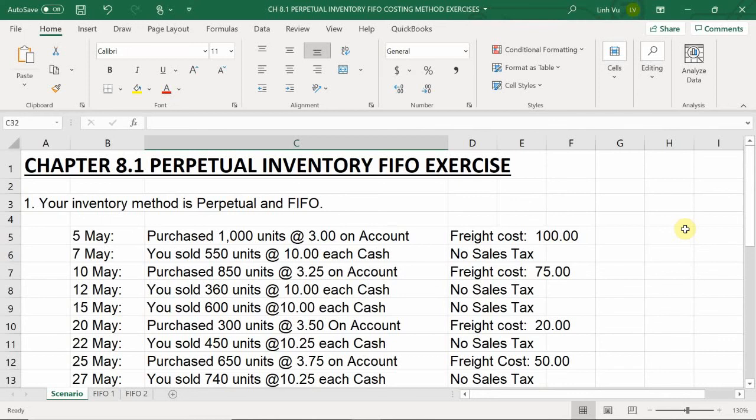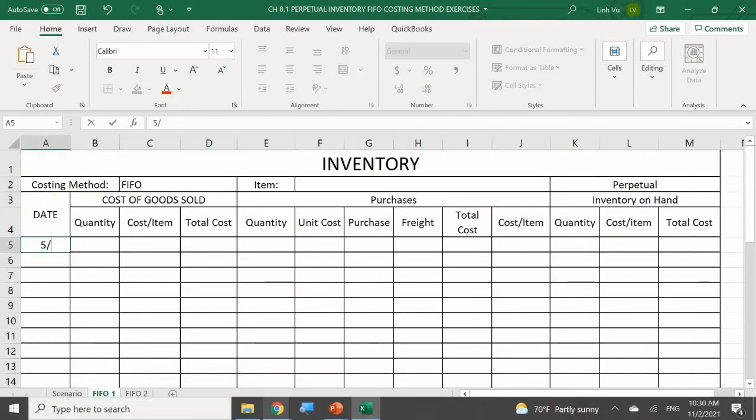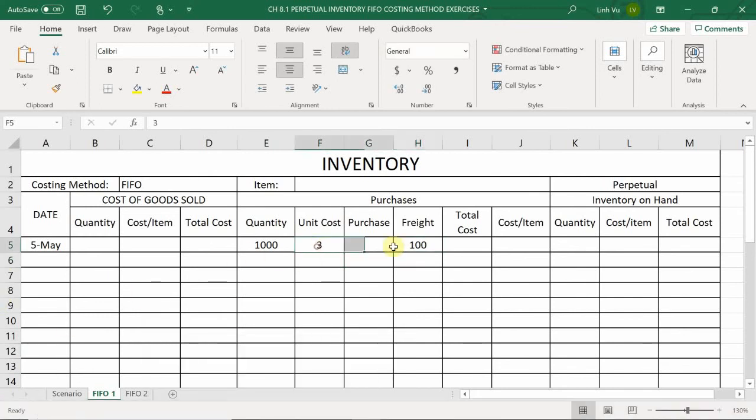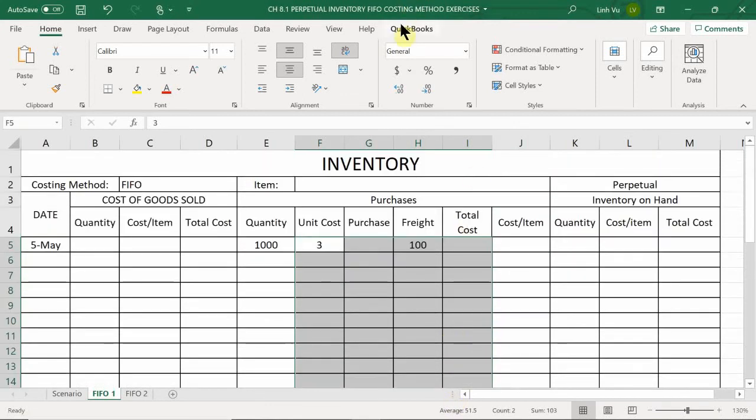So in this case, I'm going to pop this into my inventory worksheet, okay? I'm going to skip this section here, so it is May 5th. I'm going to skip the cost of goods sold and go right into my purchases section. So I bought 1,000 units at $3 each, with the freight costing $100, okay? So once again, there are no other tables except for these tables here, right? Only 3 sections that you're looking at.